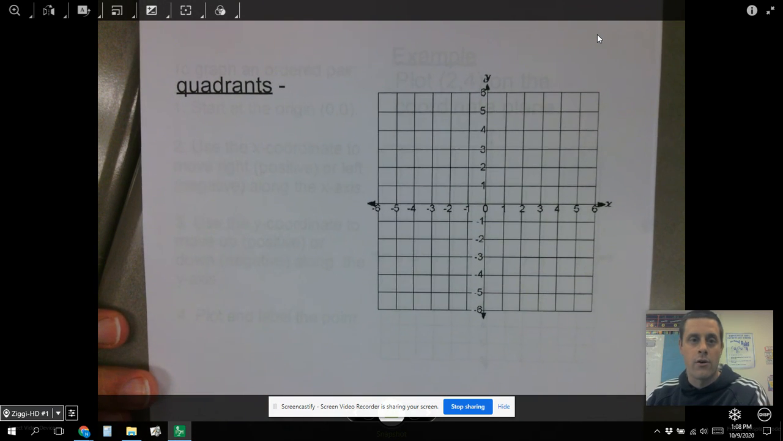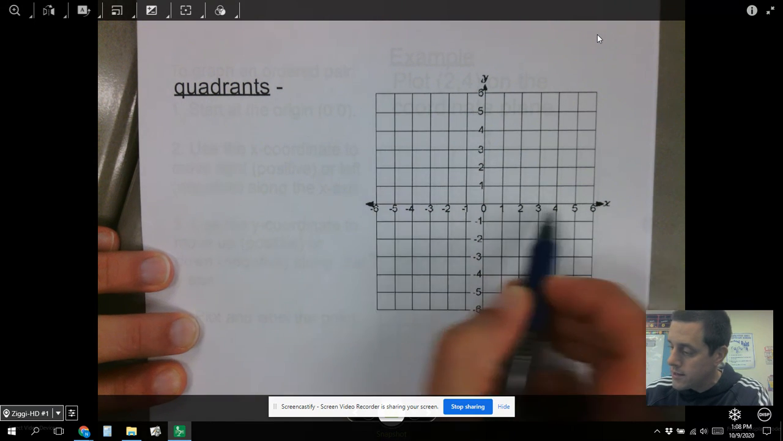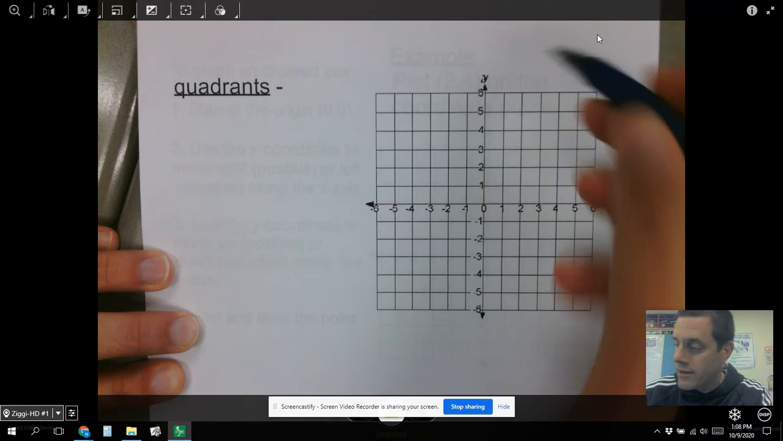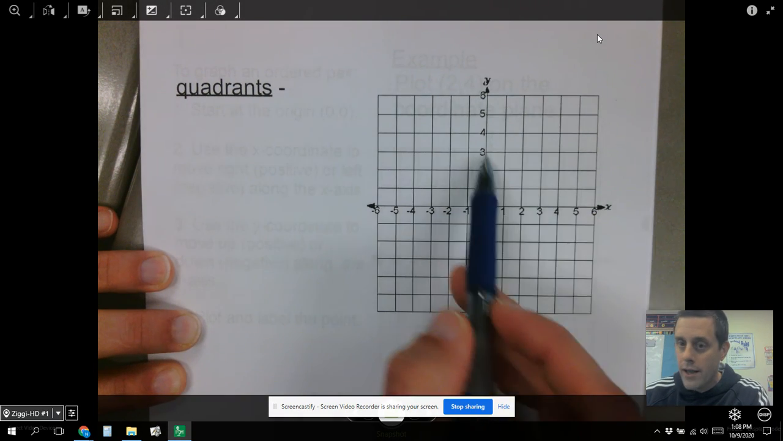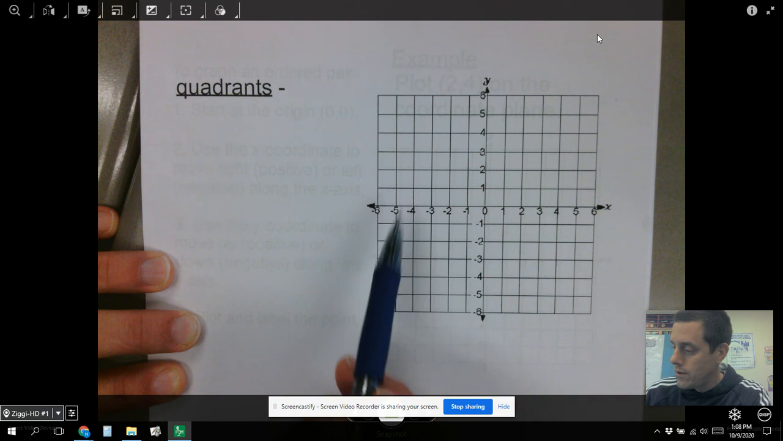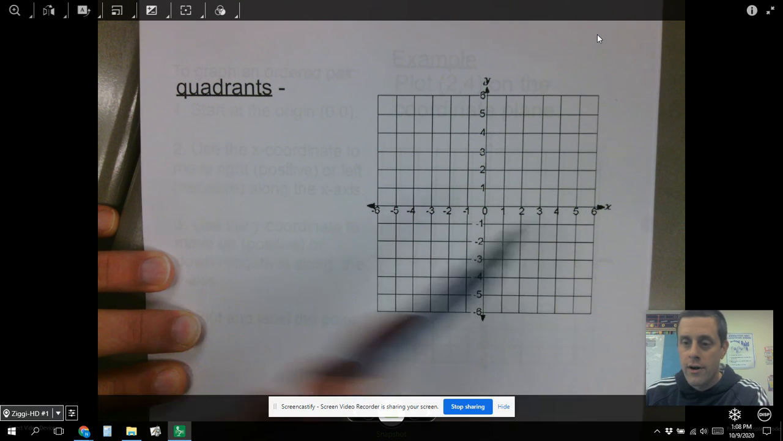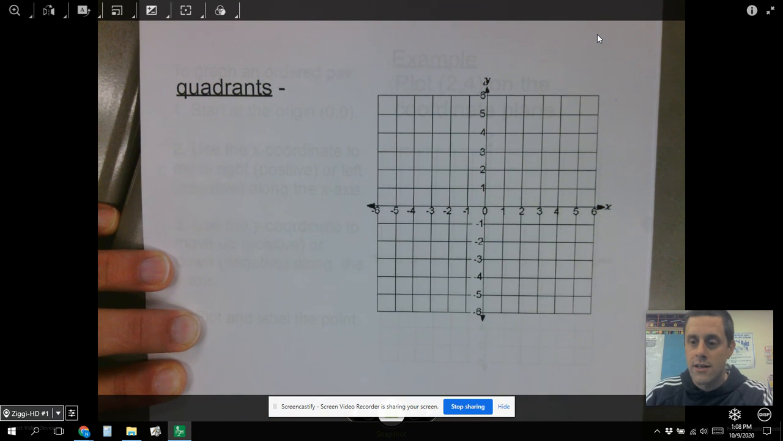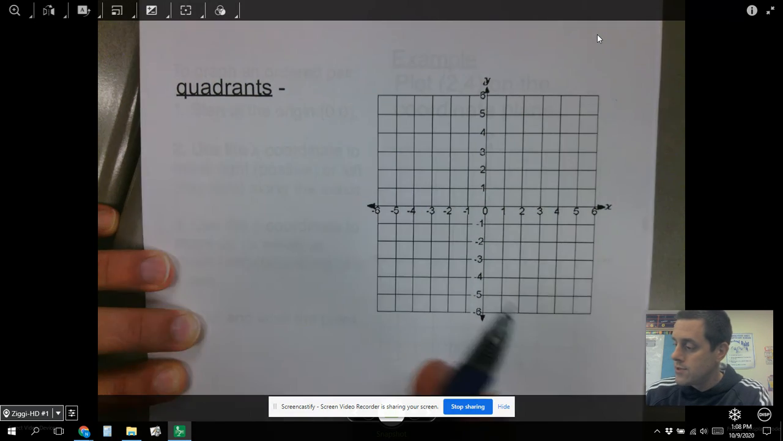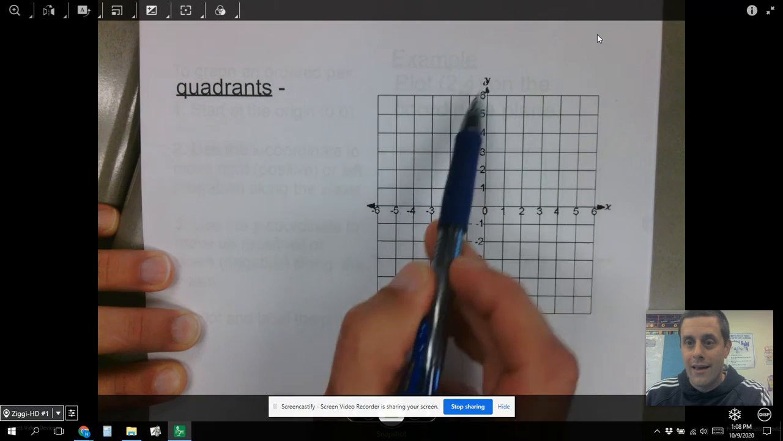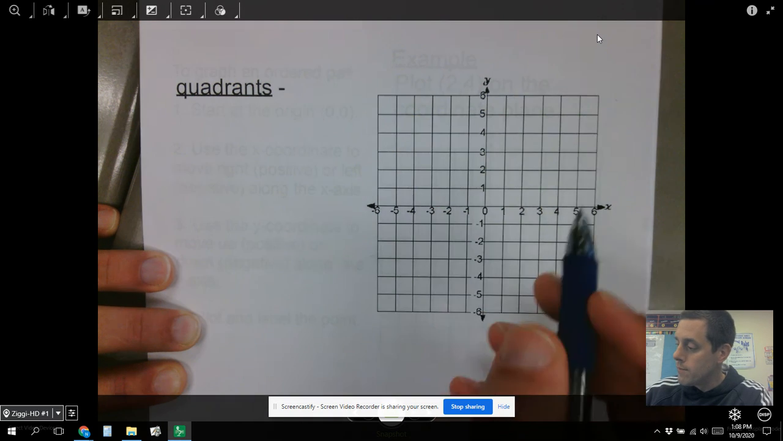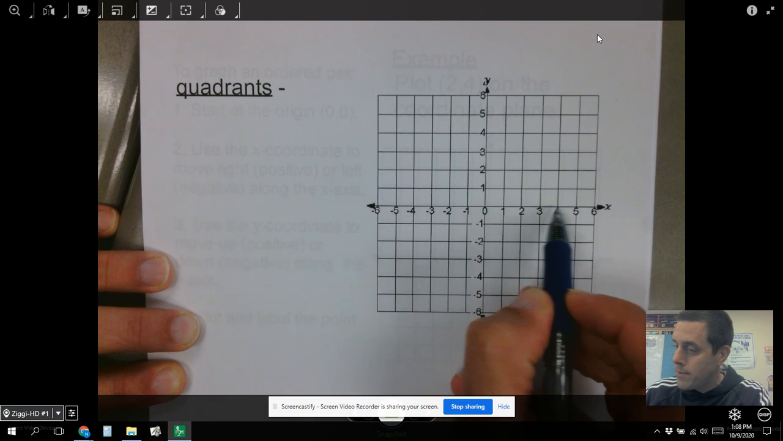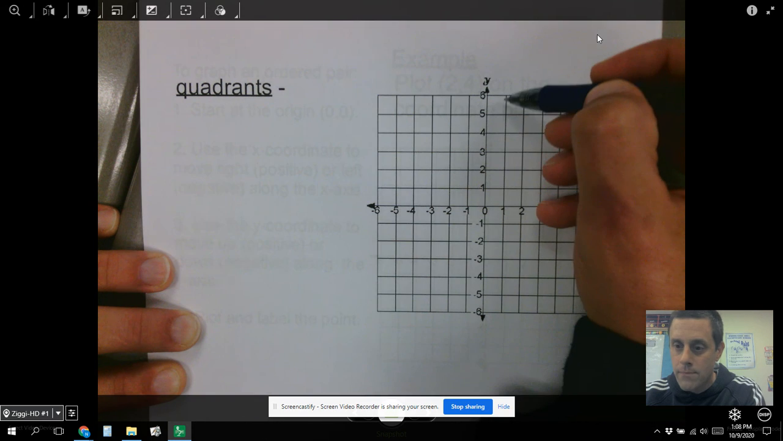Next thing I want to talk about, the quadrants of the coordinate plane. Now, if you look at the x-axis running horizontally and the y-axis running vertically, you'll notice that the axes break the coordinate plane into 1, 2, 3, 4 different regions, and each of those regions is called a quadrant. So we're going to start up here in the upper right-hand corner of the coordinate plane. Here, the x values are positive and the y values are positive.